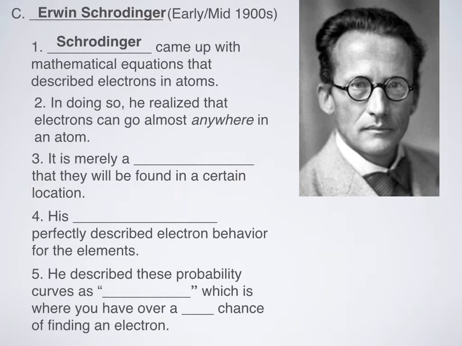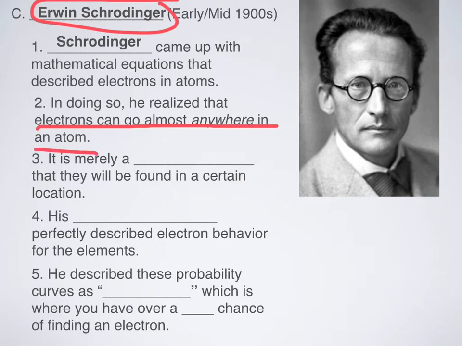Well, our next scientist is called Erwin Schrodinger. Very famous scientist, more famous for his cat actually than anything else, but Schrodinger came up with mathematical equations that described electrons in atoms, and he was very, very successful in his calculations. In fact, from his calculations, he actually realized that electrons can go almost anywhere in an atom.